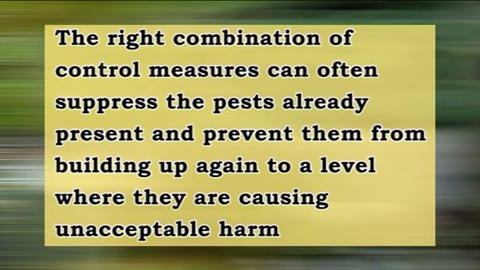Suppression. Suppression is a common goal in many pest situations. The intent is to reduce the number of pests to a level where the harm they cause is acceptable. Once a pest presence is detected and control is deemed necessary, suppression and prevention often are joint goals. The right combination of control measures can often suppress the pests already present and prevent them from building up again to a level where they are causing unacceptable harm.